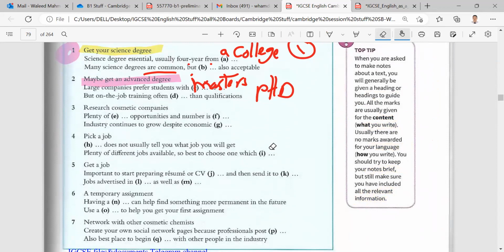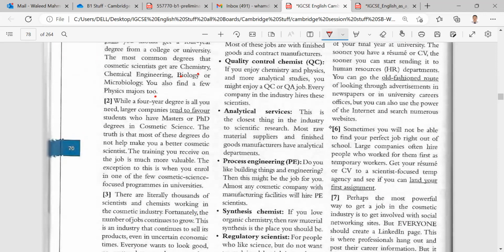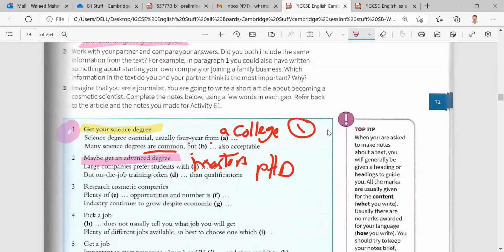So, but on the job training, often than qualifications. Here, read this. This is the second paragraph. Try to guess. We finished note one, that big companies prefer students who have master's or PhD, as Khaled mentioned, right? The second point is what? Now we need to complete the second note, ya Juri. But on the job training, often than qualifications. We need a word here from the passage. Often what?